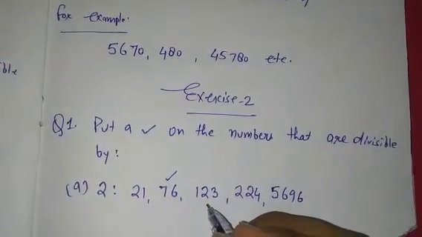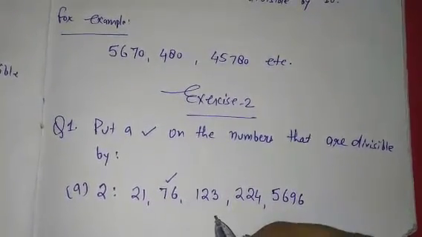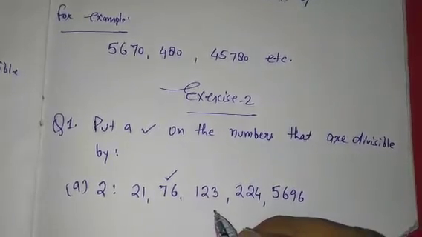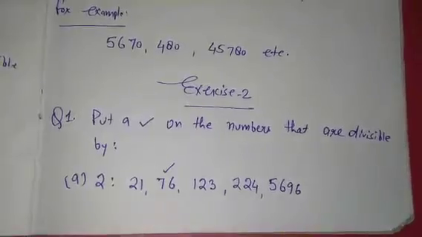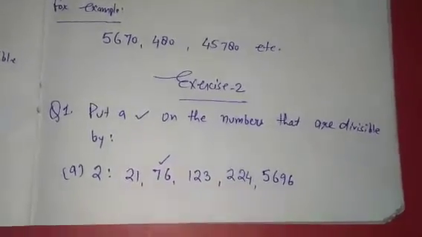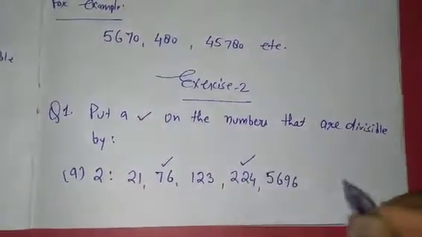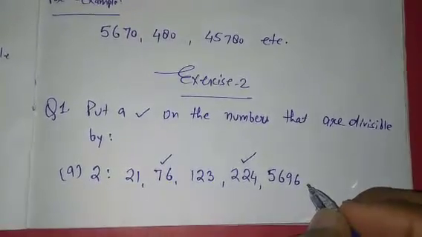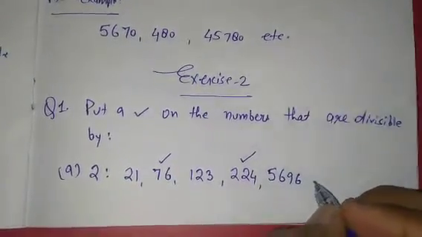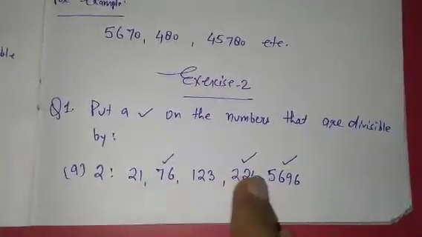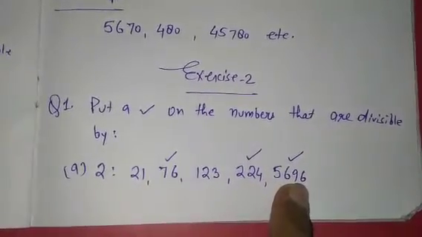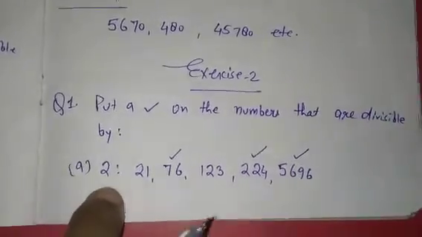Then another number is 123. In 123 the one's digit is 3, so that number is not divisible by 2. Here 224, the one's digit is 4, so that number will also be divisible by 2. Next number is 5696, the one's digit is 6, so it will also be divisible by 2. It means 76, 224 and 5696 will be divisible by 2. Clear, students?